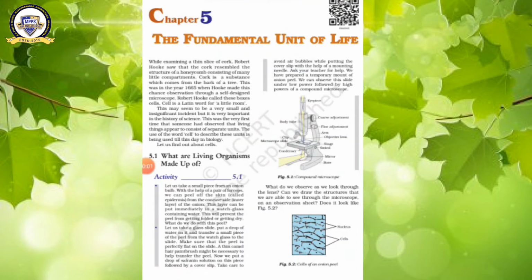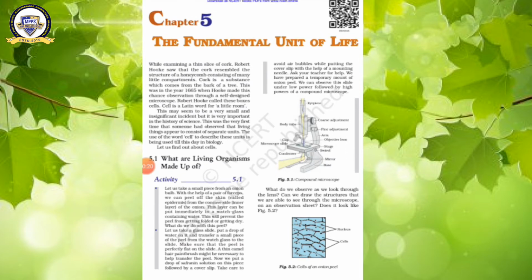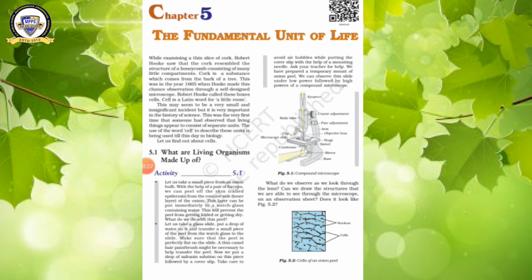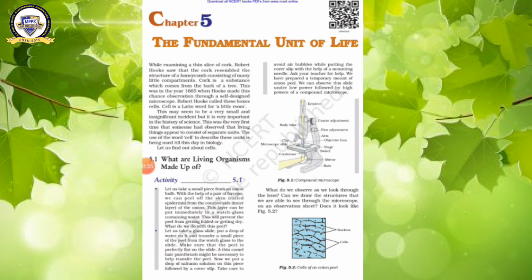Okay, class, we are going to discuss the biology of class 9, chapter number 5, the fundamental unit of life. In this chapter, we have to discuss the discovery of cell, features common to all cells, eukaryotic and prokaryotic cells, animal and plant cells, and lastly the structure of cell. So first we are going to start with the discovery of cell.